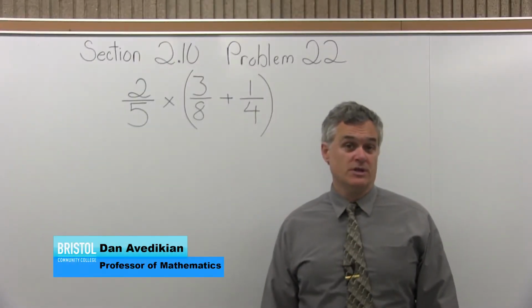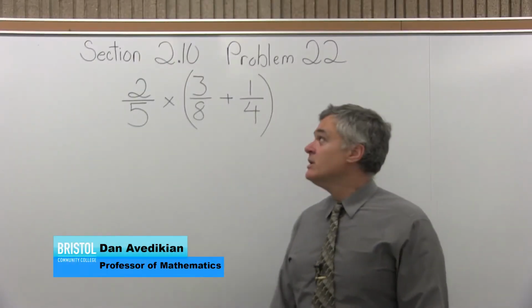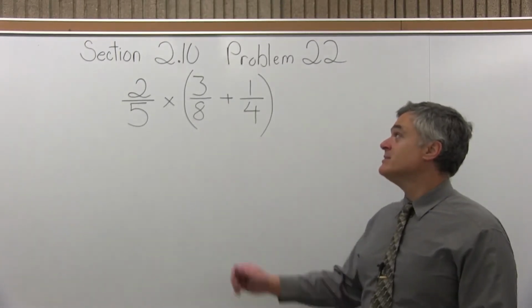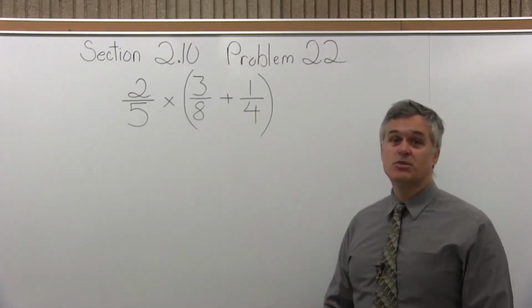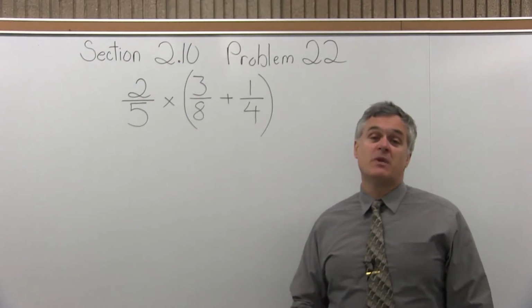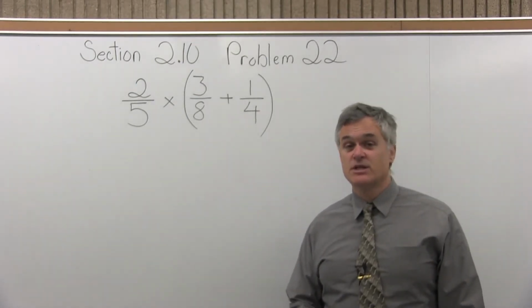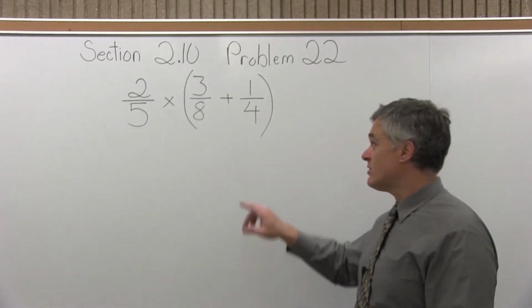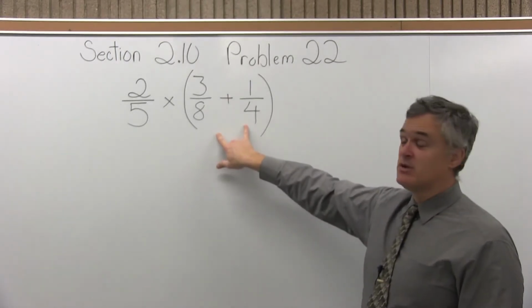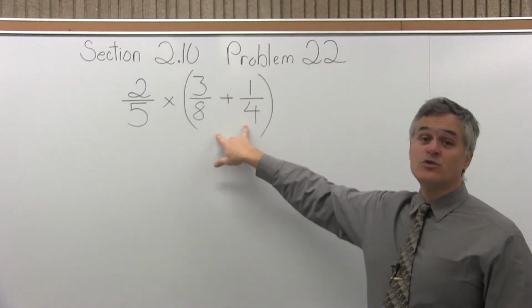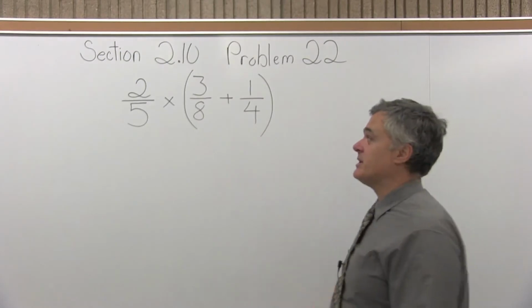This is Section 2.10, Problem 22. We have 2/5 times, in parentheses, 3/8 plus 1/4. So any type of math problem that has parentheses in it, you really need to do the parentheses first. So in the parentheses, I have to add 3/8 plus 1/4. And in order to do that, I have to have a common denominator.